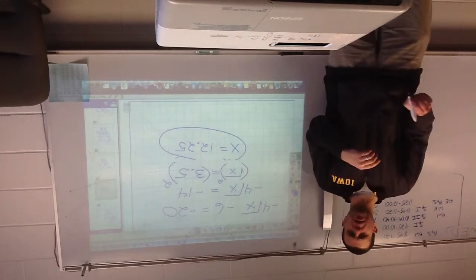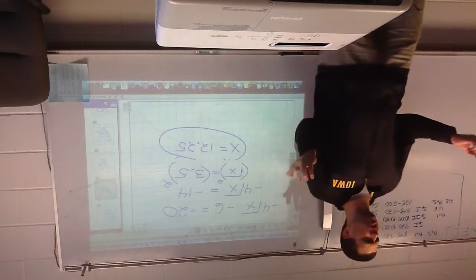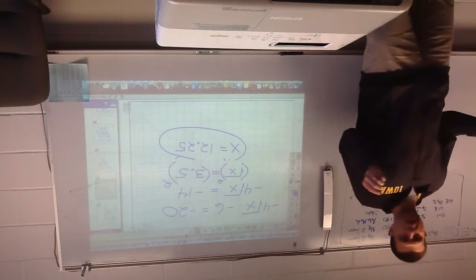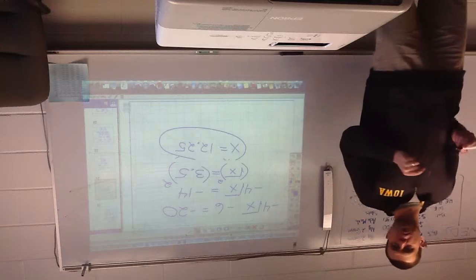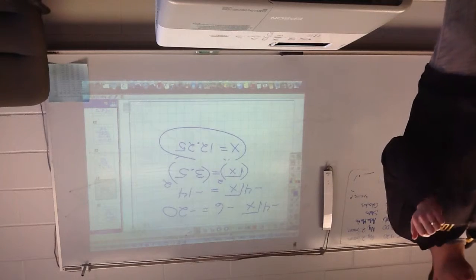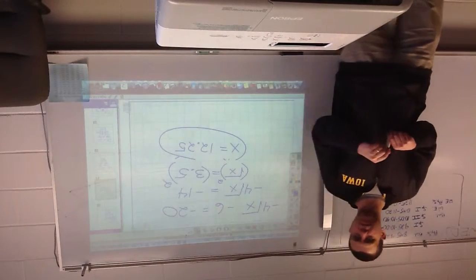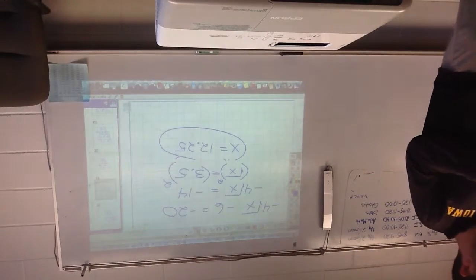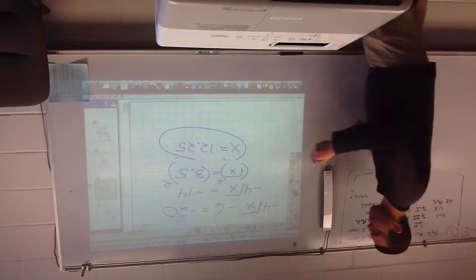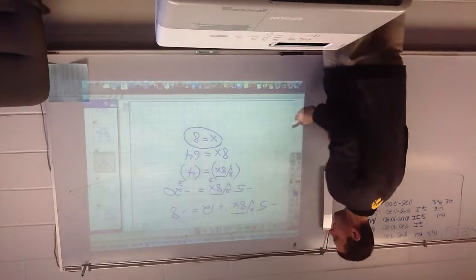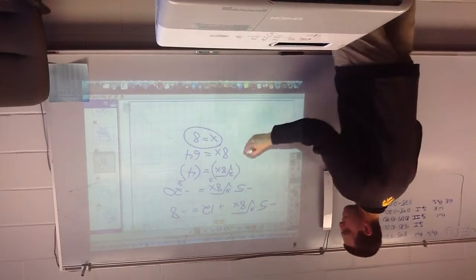This is a square root, so I square both sides. What if it was a cube root? I raise both sides to the third power, or I cube both sides. What about a sixth root? Raise both sides to the sixth power. That's how you undo each type of radical there. Alright, do another one here.